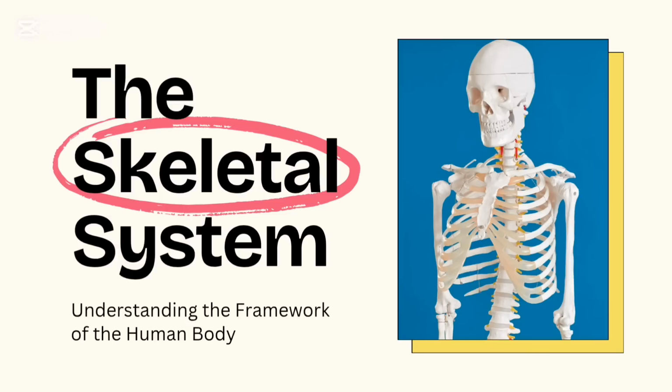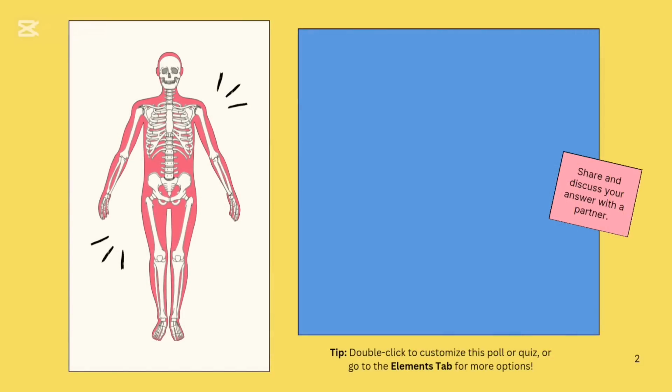The human skeleton consists of 206 bones, which are divided into two main parts, the axial skeleton and the appendicular skeleton. The axial skeleton includes the skull, vertebral column, and rib cage. It serves as the central framework of the body and protects vital organs such as the brain, heart, and lungs. The appendicular skeleton consists of the bones of the limbs, the shoulder girdle, and the pelvic girdle. This part of the skeleton is responsible for movement and mobility.